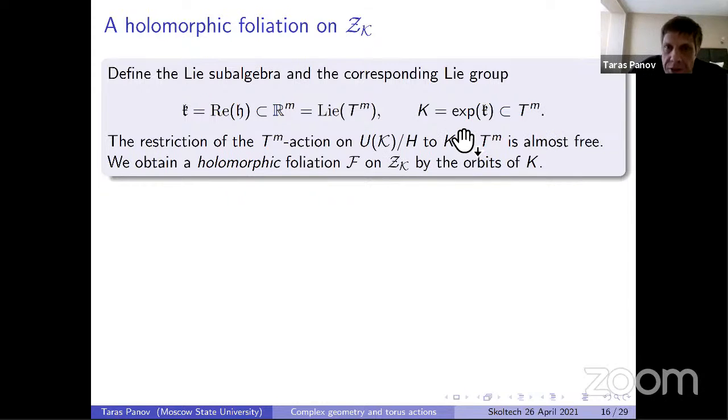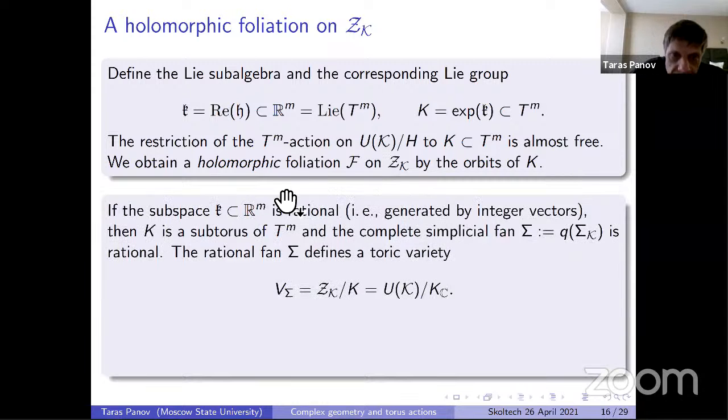And like in the toric situation, in the symplectic situation, it's easy to check that if you look at the restricted action of this K, then it's almost free. And in this way, you get a holomorphic foliation by the orbits of this almost free action. It's a very special foliation, of course. It's actually an almost free action. And if this subspace happens to be rational, then K is a subtorus.